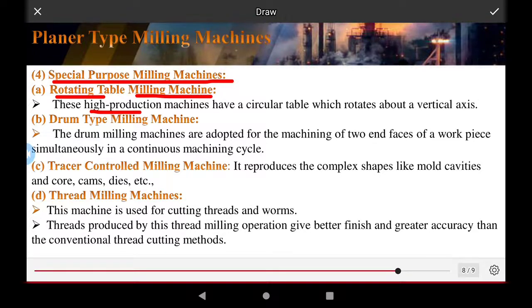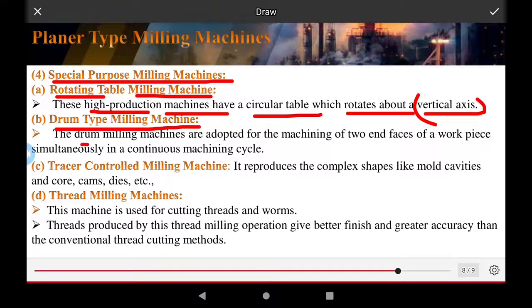Special purpose milling machines include rotary table milling machines. These are used for high production applications, with a circular table that rotates about the vertical axis of the machine. Drum type milling machines are adapted to the machining of two faces of the workpiece simultaneously, with continuous machining in a circle.